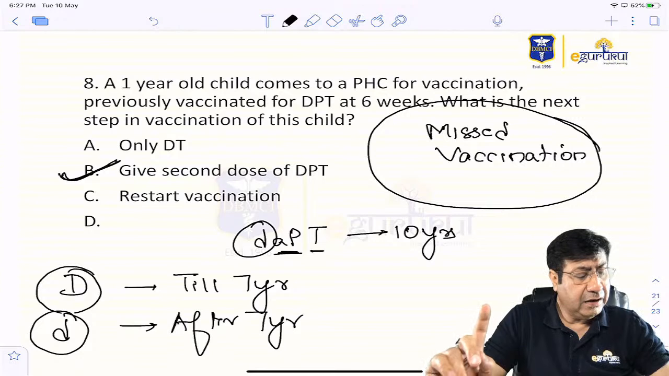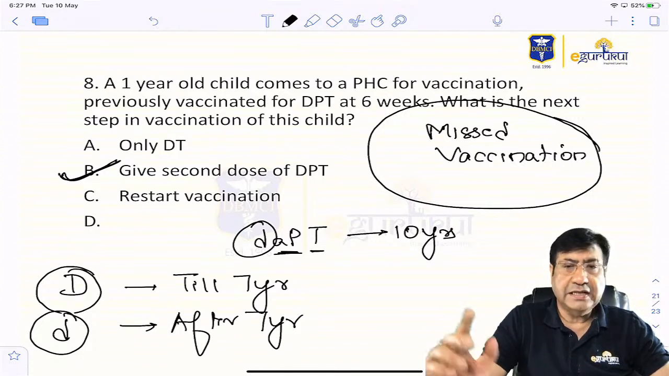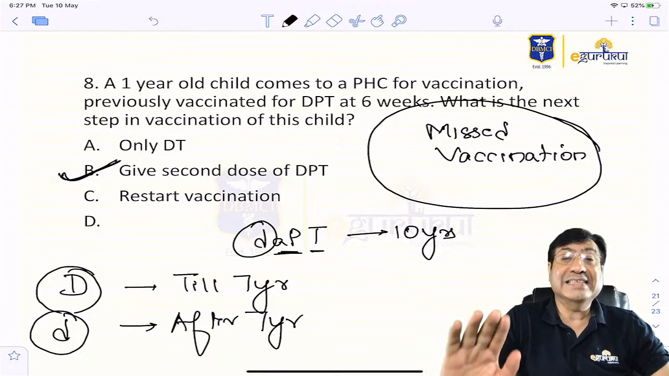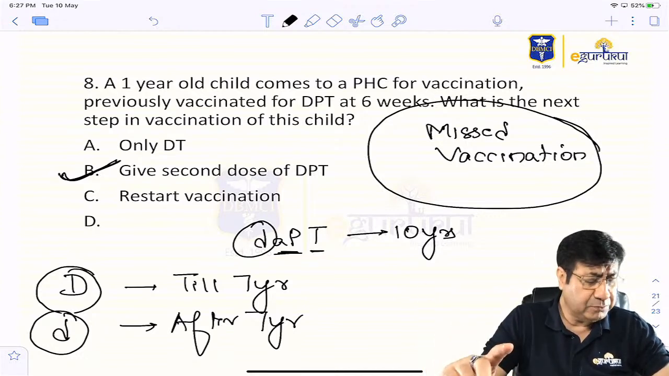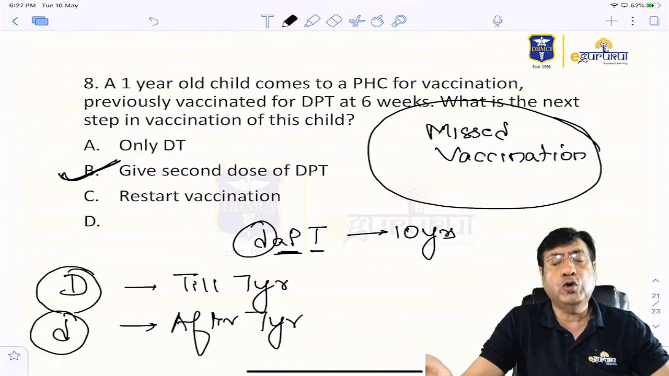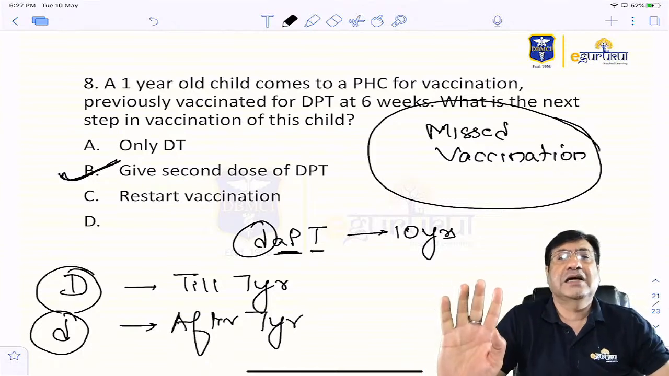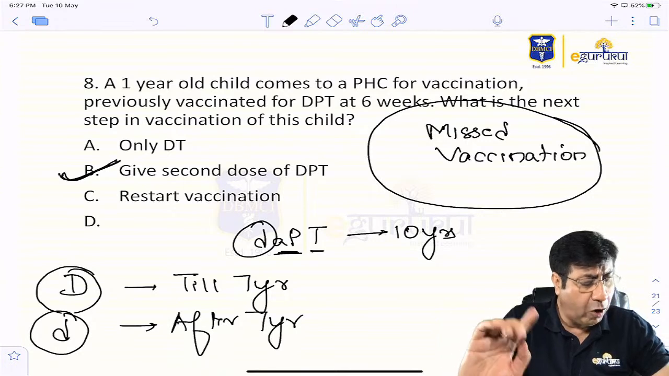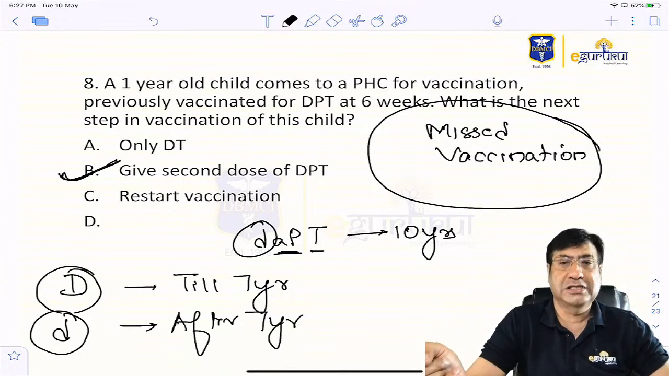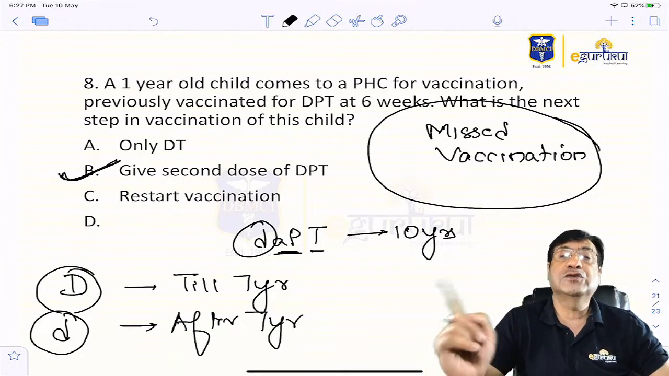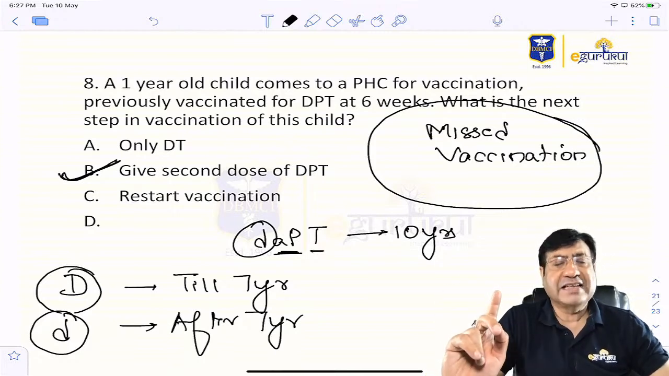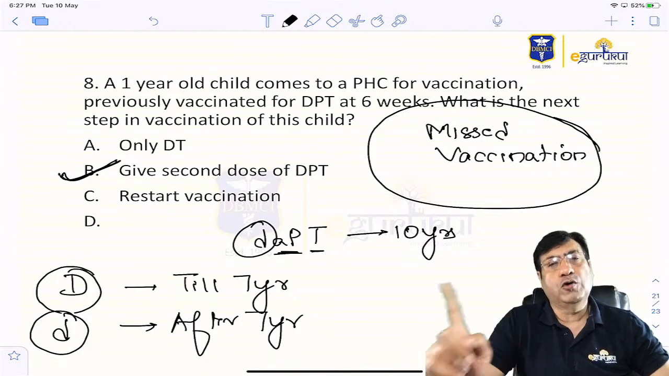So even if the option is 1 dose, then the answer should be 1. If the option is 2 dose, answer should be 2. Yes, in case the option, as some students are saying, is 1 or 2 doses, then I think the best answer should be 1 or 2 doses. So there is a student who has said that the option was 1 or 2 doses. In case the option was 1 or 2 doses of the vaccine, then the answer should be 1 or 2 doses.